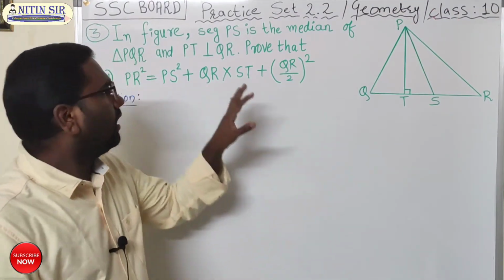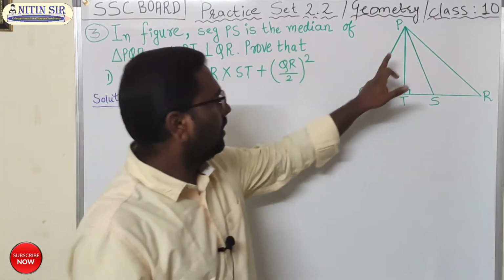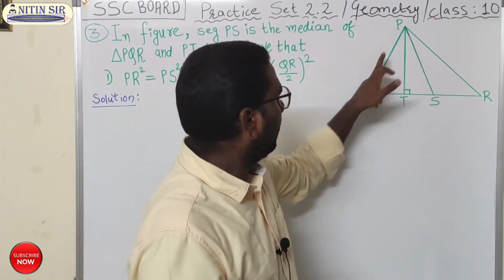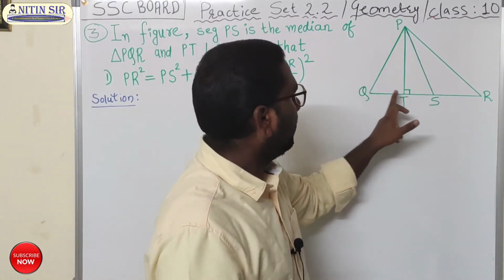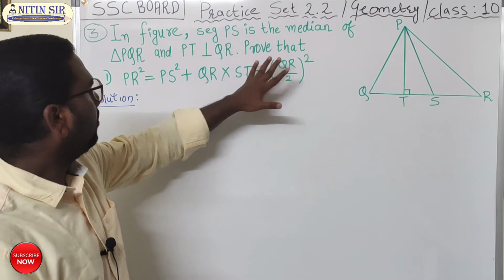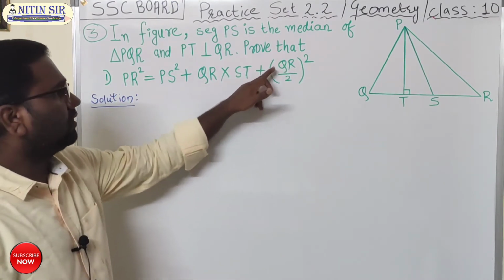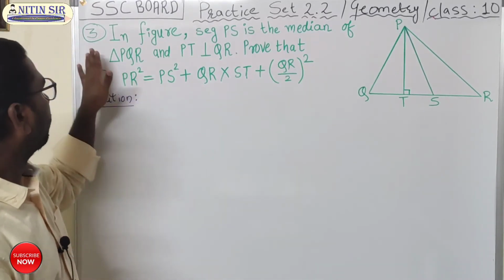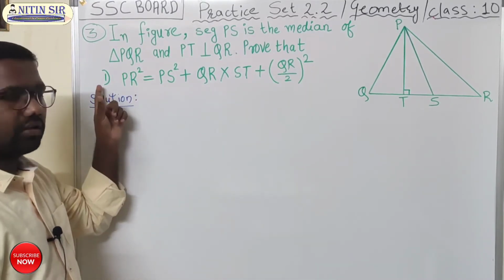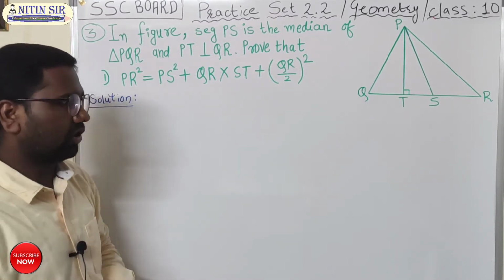Question number 3. In the figure, segment PS is the median of triangle PQR, and PT is perpendicular to QR. Prove that PR square is equal to PS square plus QR into ST plus (QR upon 2) whole square. We have to prove this. This question has 2 sub questions. First we'll solve the first sub question and then we'll move to the second sub question.